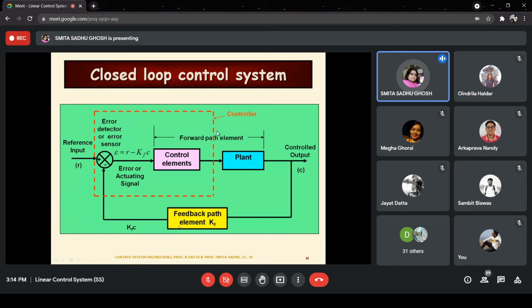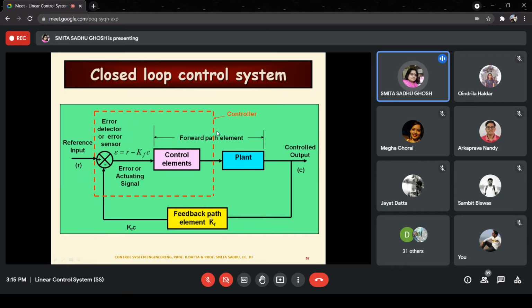It is not essentially a pure gain. It may have dynamics. It may be say 1 by s plus 1, or s by (s plus 1)(s plus 2)(s plus 5), etc. So it will have some sort of dynamics, like the plant will have a transfer function. The feedback path element will also have a transfer function in general, right? I'm saying this because the notation is k suffix f, but it's not a pure gain that k denotes.